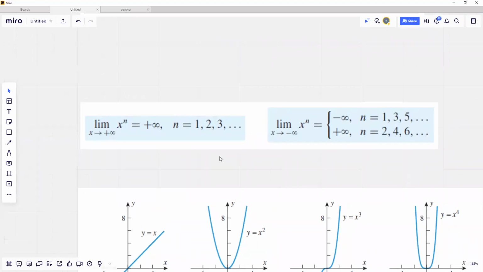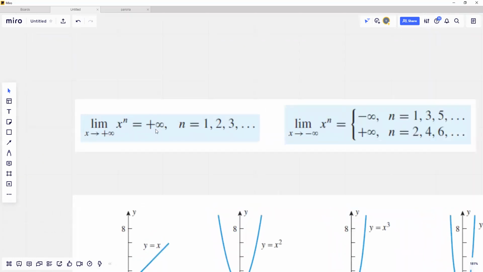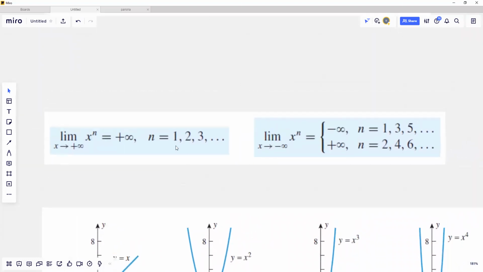Now let's take a look at several examples of the limit of the nth power of x. When values of x increase without bound, x to the power of n, that limit is equal to plus infinity for any positive values of n.